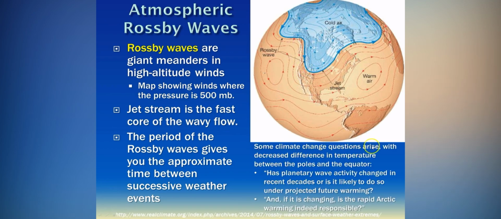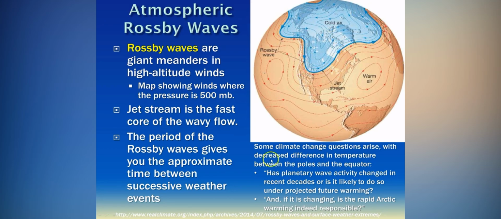Some climate change questions arise with a decrease in the difference in temperature between the poles and the equator. As climate change is happening, the poles are warming faster than the equator. That means the difference in temperature between the poles and the equator has decreased. When that decreases, that's going to decrease the surface winds. And with decreased surface winds, or even upper level winds, that's going to slow down the Rossby waves.